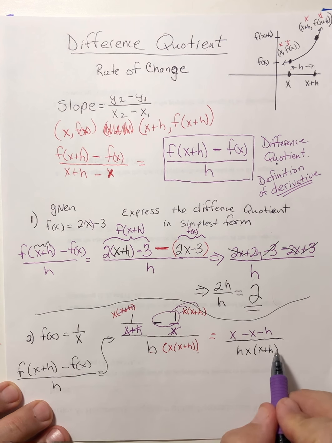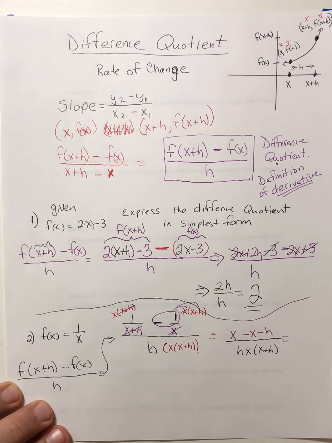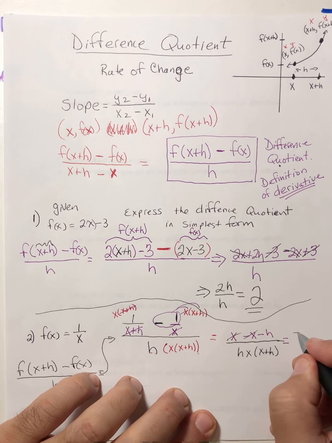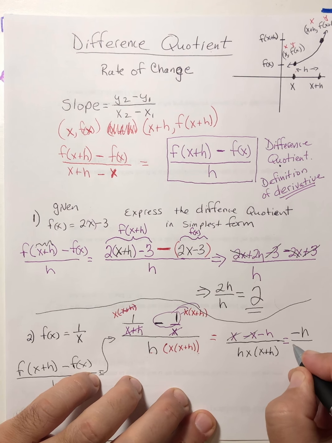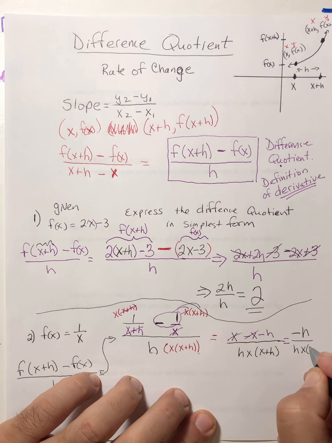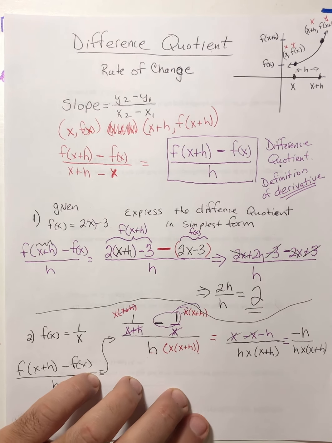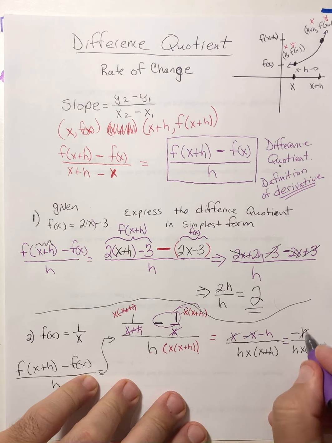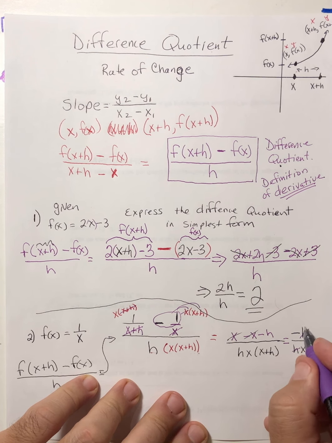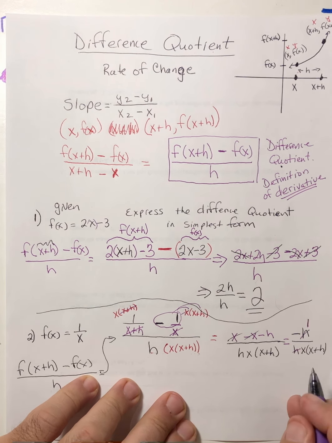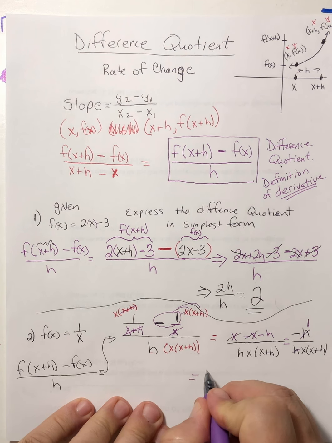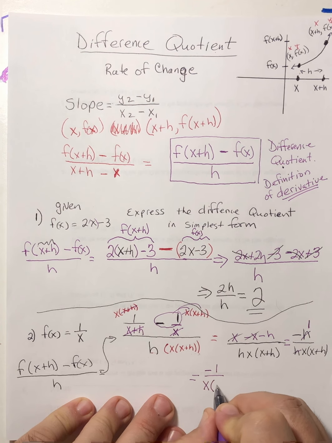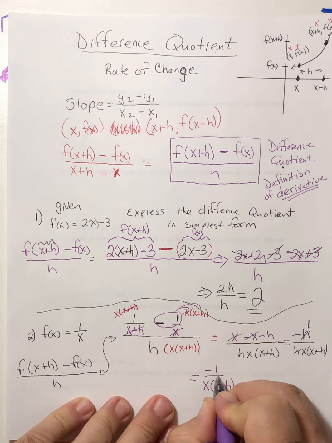And now look at the top. What do you notice about the top? That's right, your x's cancel out. So I'm left with a negative h over h times x plus h. And look at that. What happens to those h's now? They cancel out. So if everything on top cancels, you have your negative 1 on top. So this reduces to negative 1 over x times x plus h. There.